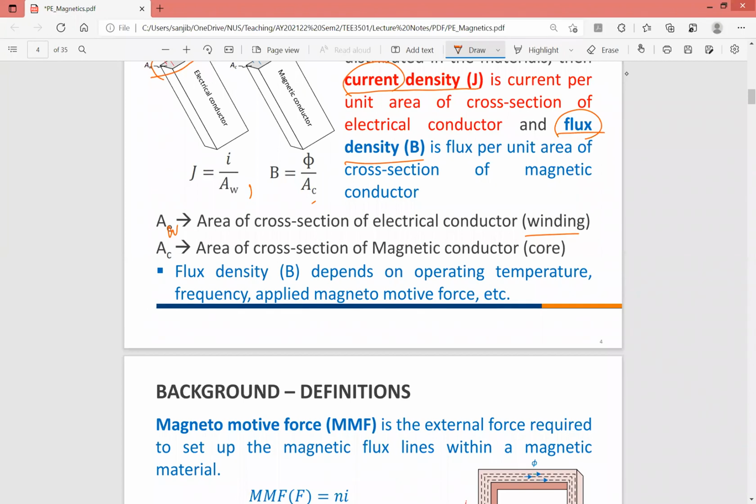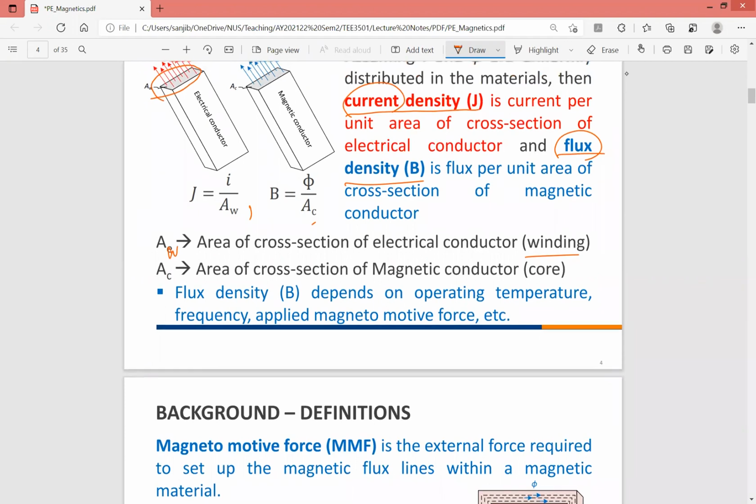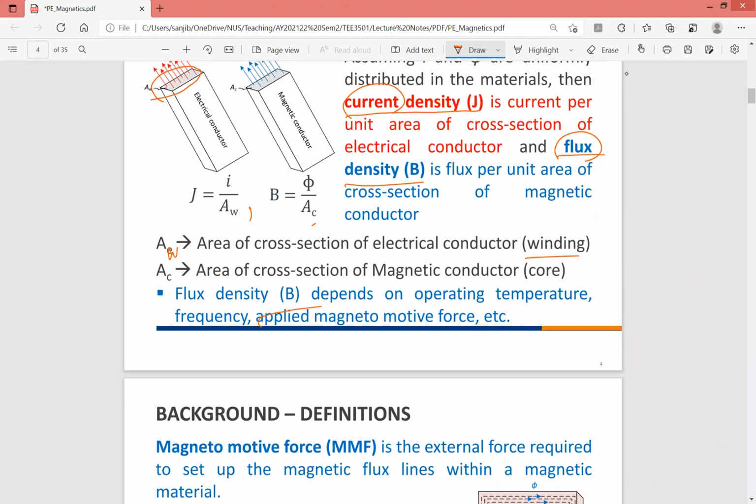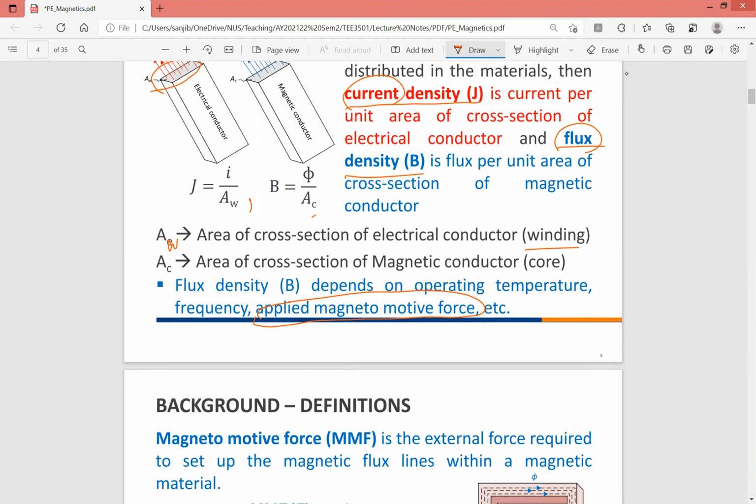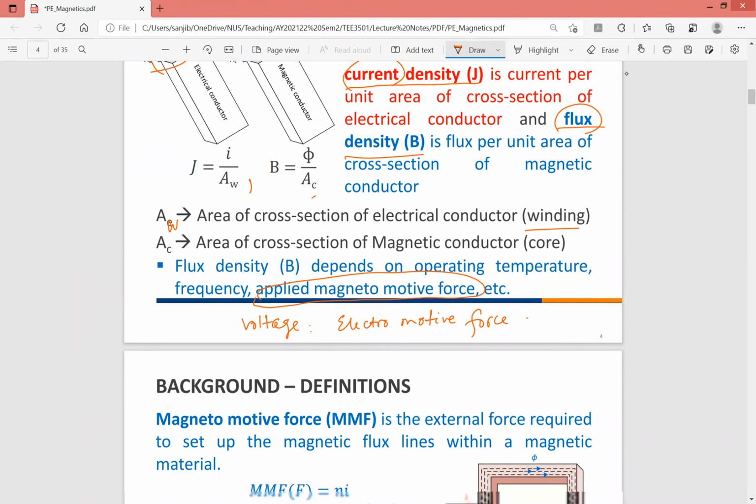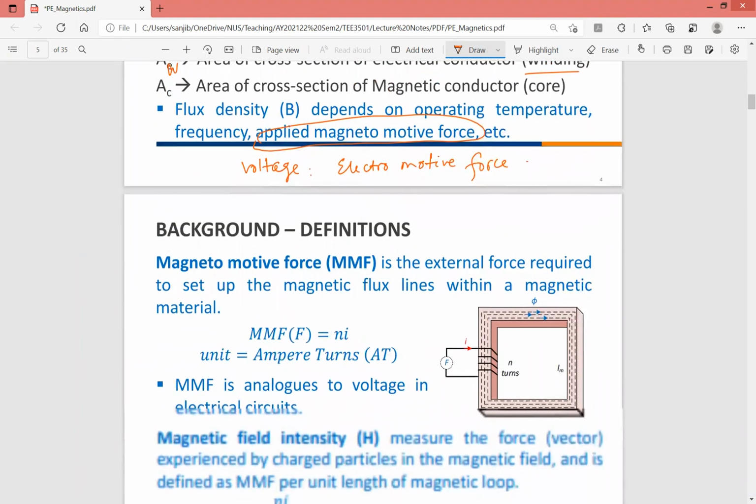Now, we'll see later on that the flux density inside a magnetic circuit depends upon many things. Of course, it depends upon the source, which is called magnetomotive force. We'll define magnetomotive force in the next slide. This is similar to our voltage, which, if you remember, is known as electromotive force. So it's important for us to see the link between the two circuits.